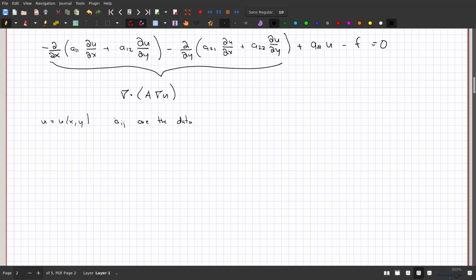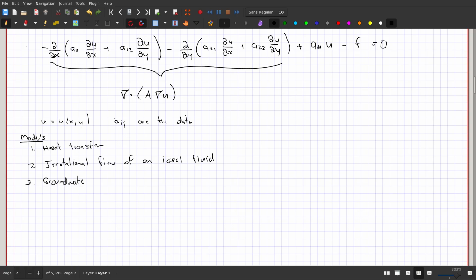So, everybody should recognize that, imagine I replace the A with a K, right? And essentially that's the Laplacian term in the diffusivity equation, right? So this is the same equation we could use to model heat transfer, irrotational flow of an ideal fluid, and groundwater or single phase flow through a permeable medium.